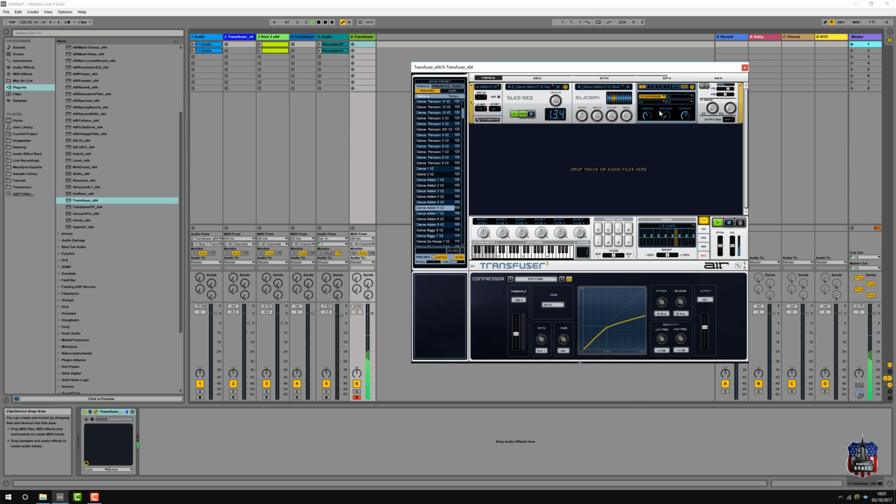So when you click over, change the attack, make it punchier. So we've got a compressor going. This is in series, so what goes through the one, then to two. Let's have an EQ.